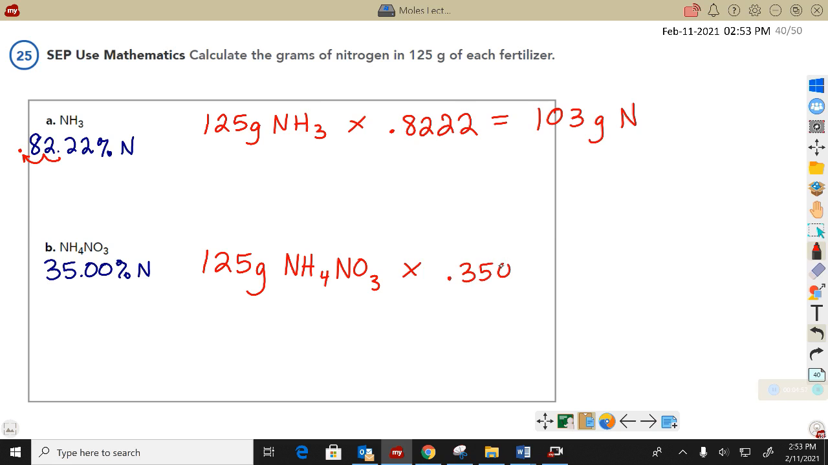0.35. Not bad at all. Times 0.35. So this time, it's like 43.75. I mean, the original number had 3 digits, so maybe I'll leave it as 43.8. And that would be the mass of nitrogen I should find in the sample.